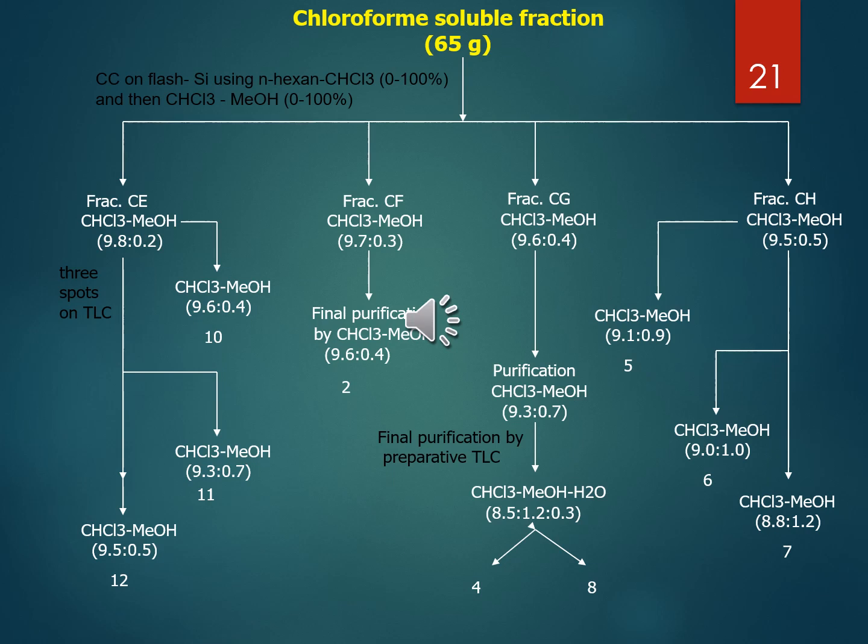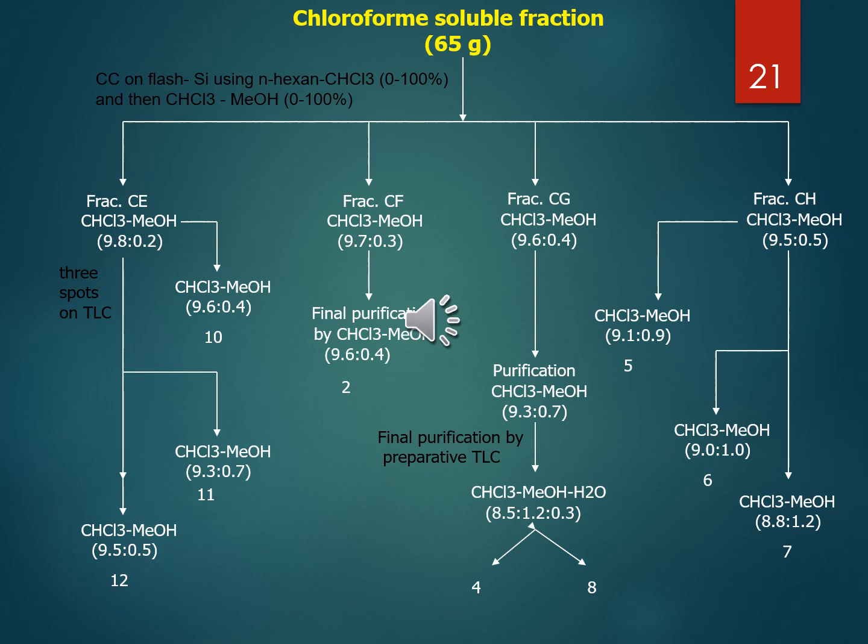The chloroform soluble fraction, that is 65 gram, is further subjected to column chromatography over silica gel by using the organic purity system N-hexane chloroform, 0 to 100%, and chloroform methanol, 0 to 100%. In this way we obtain 4 further subfractions: fraction CE, fraction CF, fraction CG, and fraction CH.